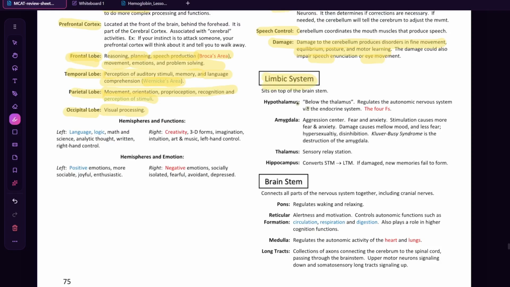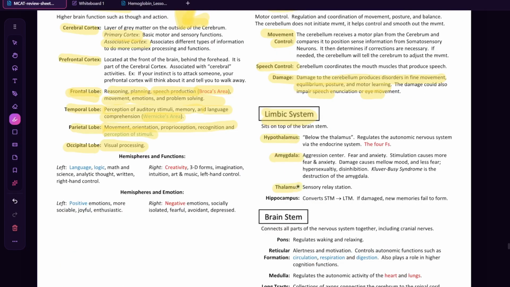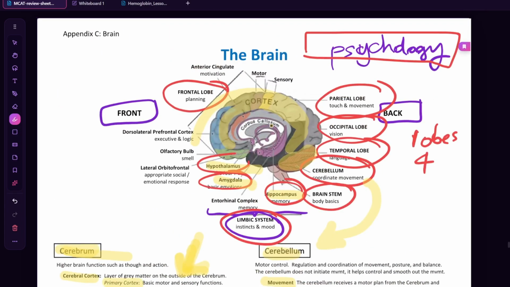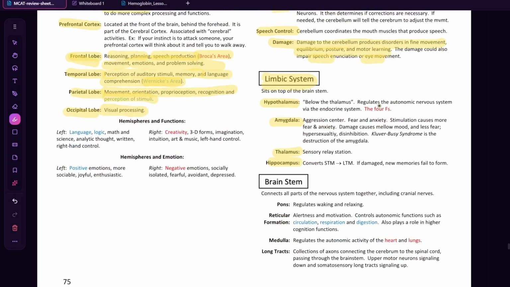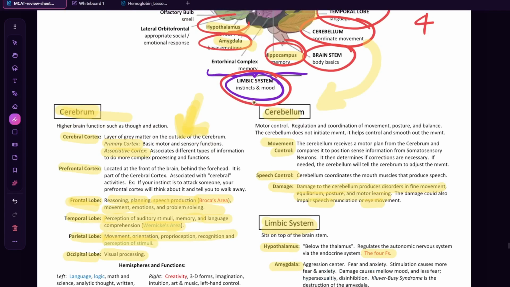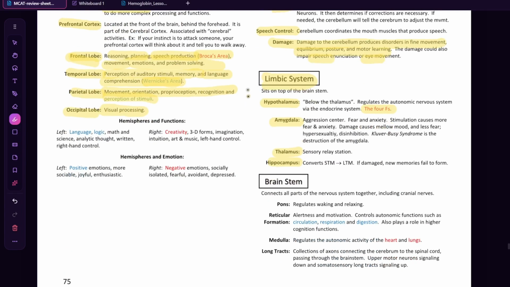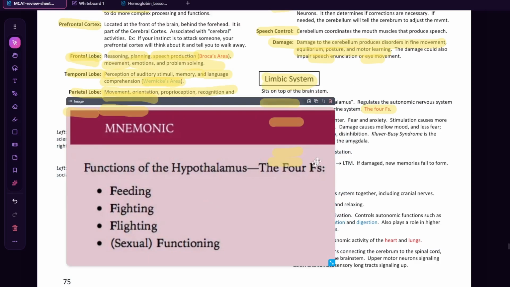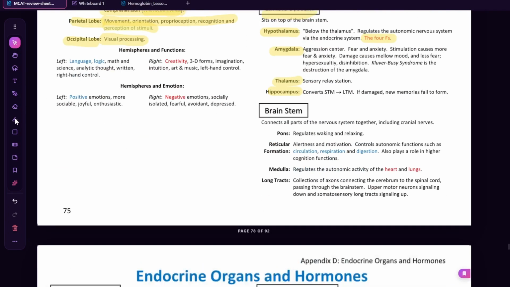And then for your limbic system, it lists all the parts in the limbic system: hypothalamus, amygdala, thalamus, hippocampus. So hypothalamus, amygdala, hippocampus, and where's the thalamus? Wow, they didn't list the thalamus. I don't see it here. All right, so just know the thalamus is in there as well. And then know the functions. For the hypothalamus, it may help to remember the 4 F's of the hypothalamus. I'm pretty sure I can't say one of them on the screen, but these are the 4 F's.